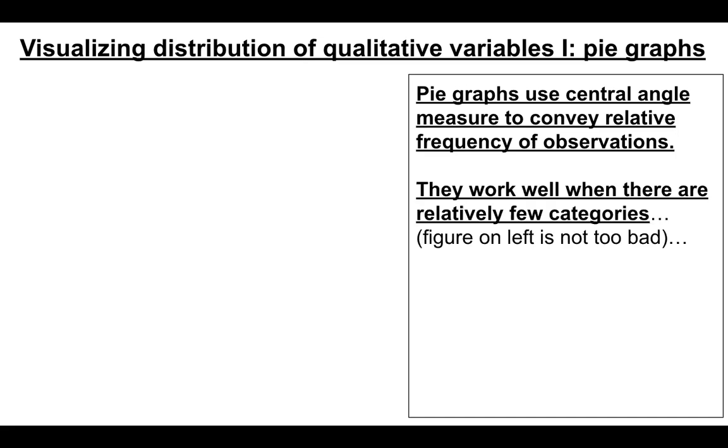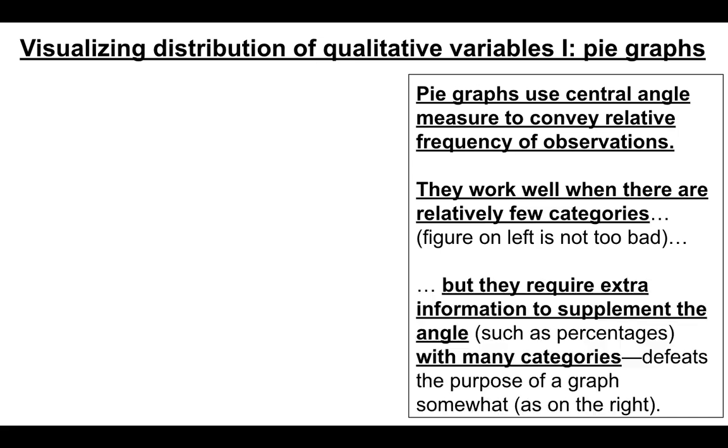Okay, so let's talk about visualizing these things. We'll actually start with the easy stuff with qualitative variables. So let's revisit an old friend, the pie graph, and I'll show an example in a moment. Pie graphs use central angle measure. So basically the kind of width of a slice, although it's not really a constant width, but the angle that a slice represents to convey the relative frequency of observations in some chunk or in some other chunk. Basically, when I say chunk, I mean a possible value of the variable.